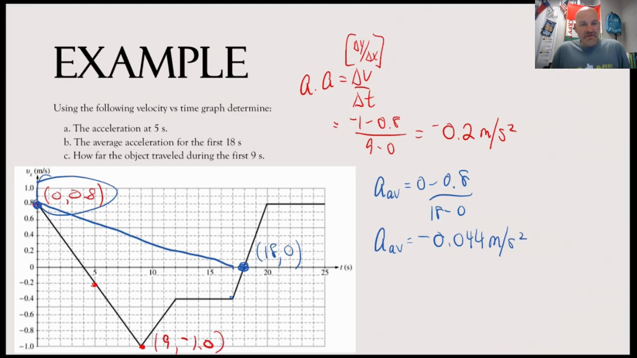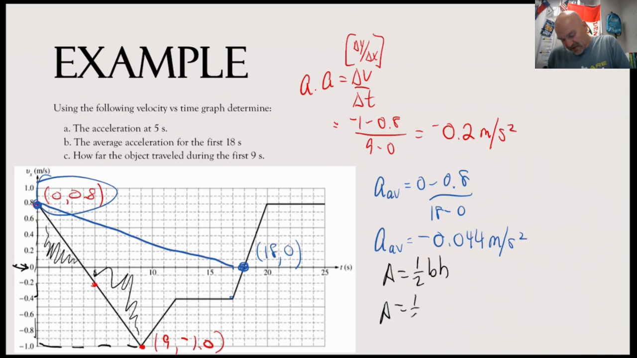And now the last part, we're going to find how far the object traveled during the first 9 seconds. So this is a little tricky one. Students will often make this mistake. They'll do the big triangle, right? This triangle. But note that your 0 point is right there in the middle. So it actually splits into 2 triangles, a positive motion heading back to the origin and a negative motion away from the origin. Okay, so I need to find the area of both of those.